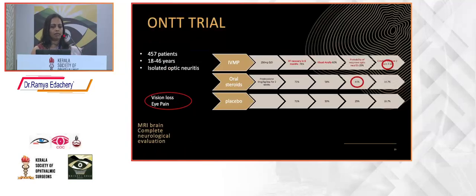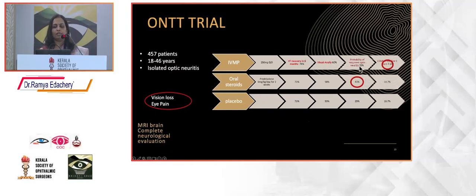And this is your landmark study, the ONTT trial. So here we have 3 arms, IVMP, oral steroids and placebo. So even if you don't treat or you treat, the ultimate visual acuity will be normal in any case. But why you should treat? That answer comes from the ONTT trial. Because the visual field and visual acuity recovery is almost the same in all cases.